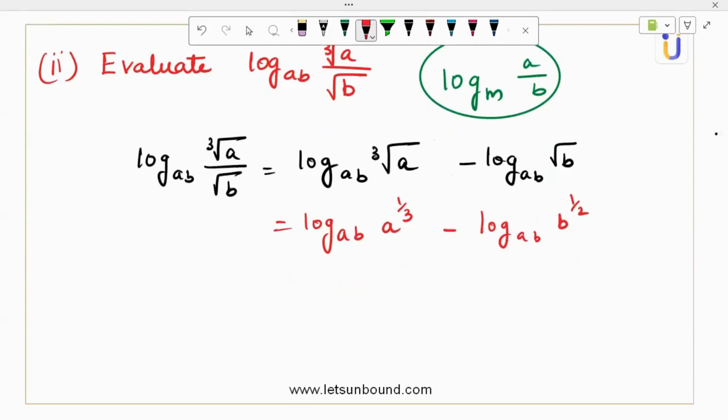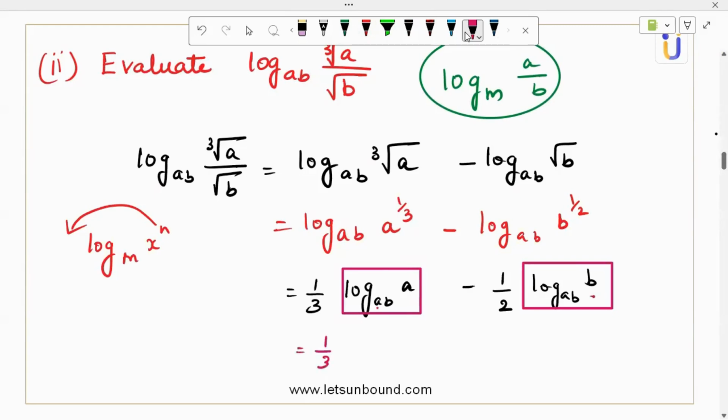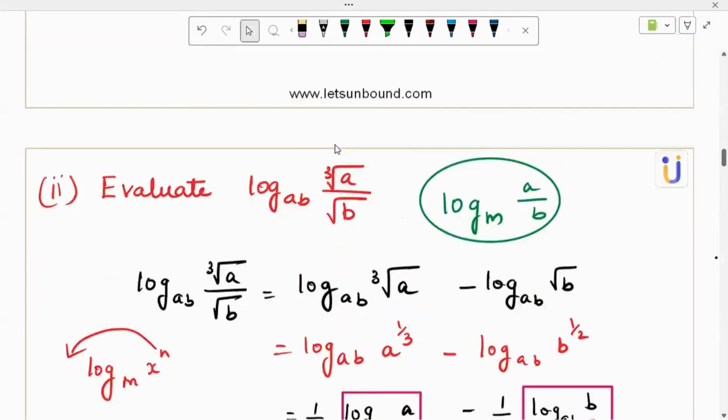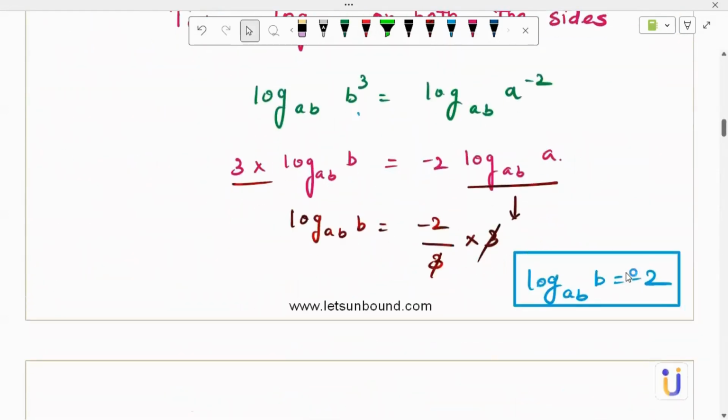Now you check the 1 by 3. We know the rule, right? Log with base m of x power n means n can be written in front. So the same thing we can apply here. So it's 1 by 3 log AB of A minus 1 by 2 log AB of B. And we know these values. This we proved, and this is given. So 1 by 3. What is log ABA? It is given as 3. And log ABB is minus 2.